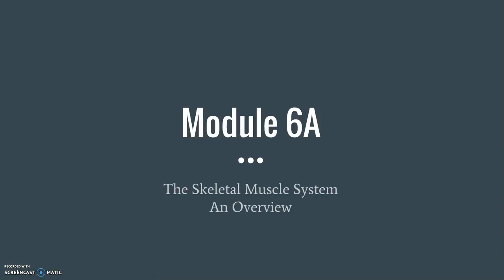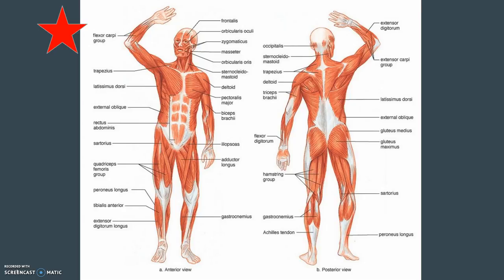This is Miss Howell, and we're going to work on Module 6A, starting the chapter for muscle system, specifically the skeletal muscle system, and we're going to do an overview, or part of that overview today. This picture looks a little bit like one in your textbook, and so what I need you to do, if you notice the star in the top left corner, is to find this picture in your textbook and spend some time on it like you did memorizing the bones of the body, because you need to know these major muscle groups in the body as well.